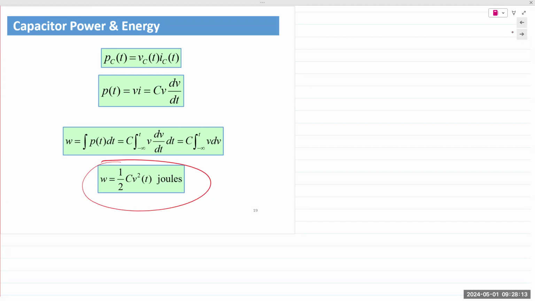Here I've chosen these subscripts just to show you that you can come across different notations when you read different books or different authors. In the inductor, we just had P equals VI. Here we have p_C of t. It's the exact same thing. Power is a function of time, or capacitor power is a function of time.